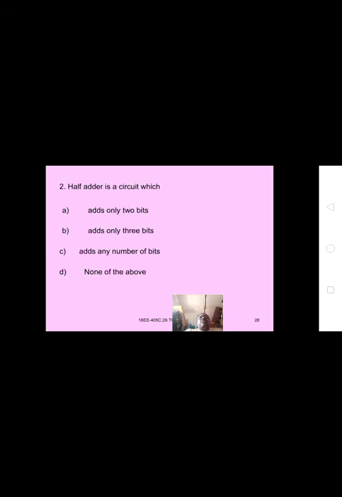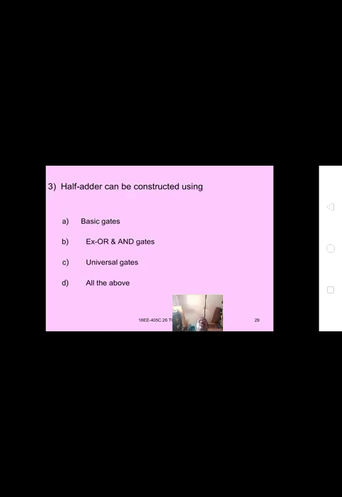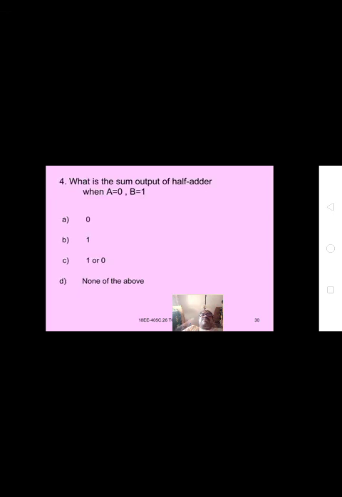Half adder is a circuit which: A, adds only 2 bits; B, adds only 3 bits; C, adds any number of bits; D, none of the above. According to the question, half adder is a circuit which adds only 2 bits. Third one, half adder can be constructed using: A, basic gates; B, XOR gates and AND gates; C, universal gates; D, all the above. According to the question, answer is B, XOR and AND gates.